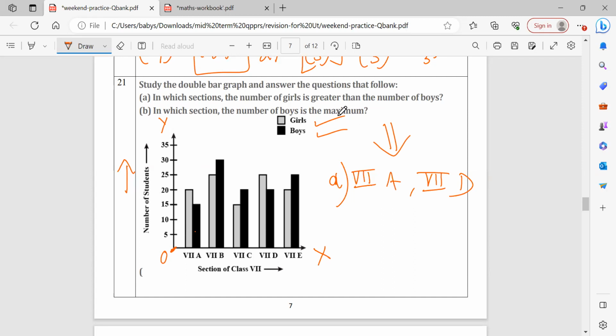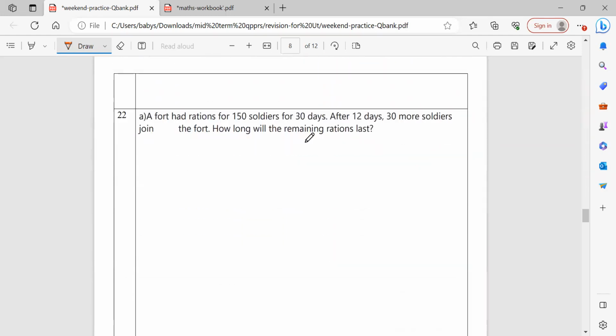In which sections is the number of boys maximum? Now I have to just look at the number of boys. There is no comparison like before because I'm only talking of boys, and in which section the number of boys is maximum. So look for the black portion showing a greater number. In 7A, it is 15. 7B, it is 30. It's the tallest one, right? I can see the tallest bar here. 7C, it is 20. 7D, it is 25. So here it is 30, isn't it? So the answer to part B will be grade 7B.